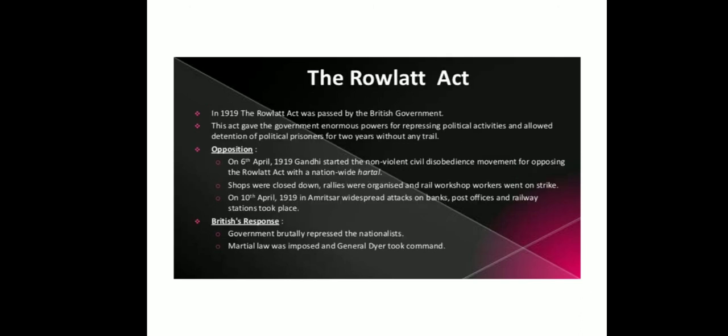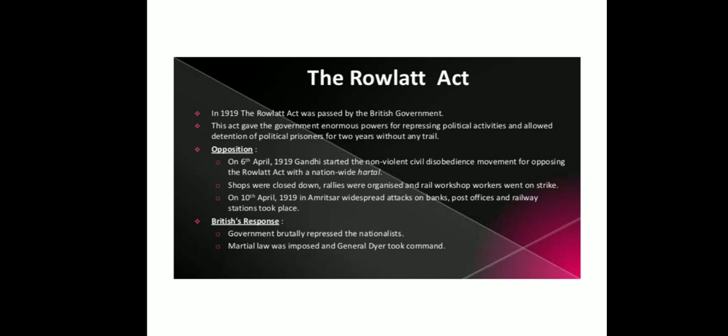After that, we have the Rowlatt Act. In 1919, the Rowlatt Act was passed by the British government. This act gave the government enormous power for repressing political activities and allowed detention of political prisoners for 2 years without any trial. Here they are saying that this Rowlatt Act was passed by the Britishers. According to this act, they can punish any person who is arrested and send him to jail without any trial.